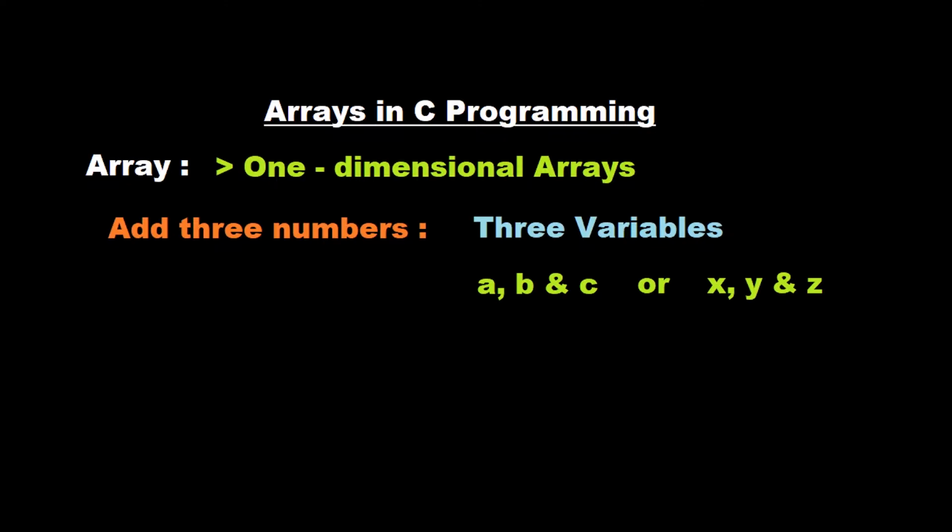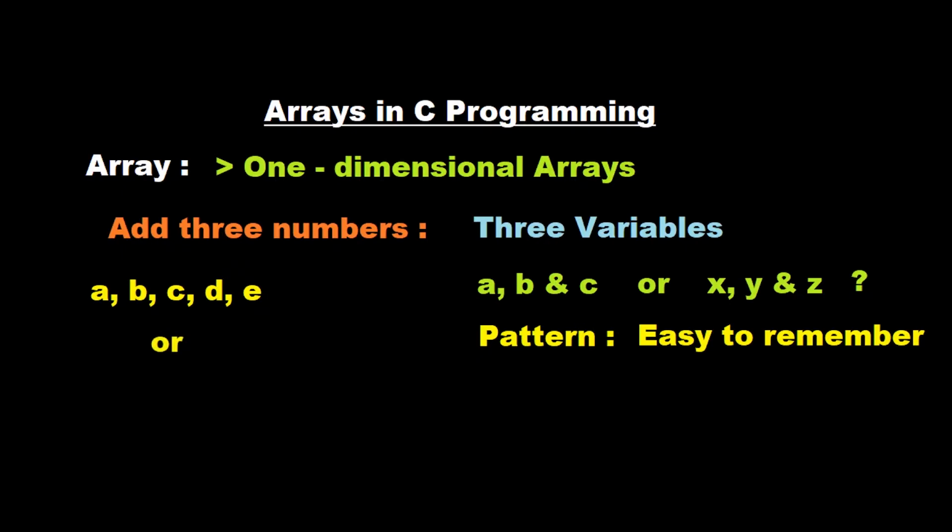Now the question is, why are we only thinking about A, B, C, or X, Y, Z? The reason behind this is A, B, C, or X, Y, Z follows a certain pattern, and it is very easy to remember this kind of patterns. Whenever we think of variables in a pattern, it is very easy to remember because it continues in a serial order. Suppose A, B, C, D, E, or W, X, Y, Z, etc. It becomes very easy to remember.